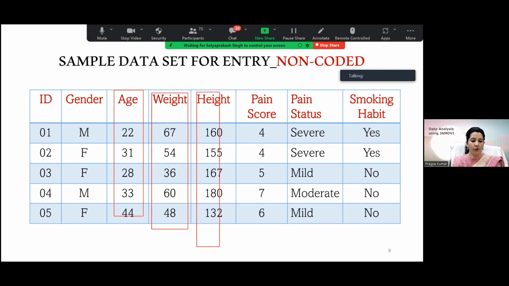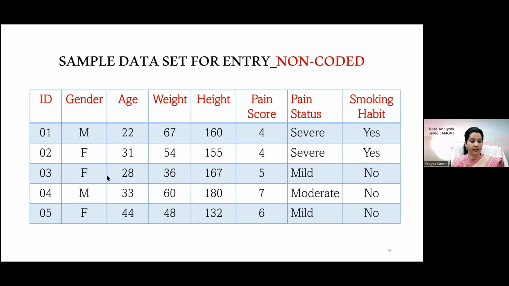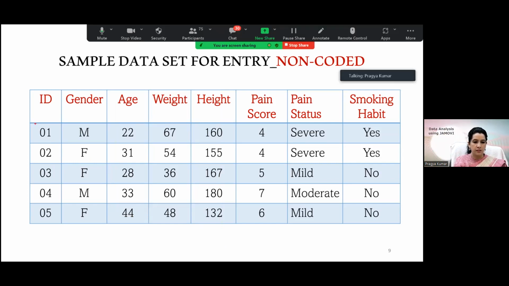Now then, what is this row for? So this row is for one individual. Like this is the serial number 1. And this one individual has gender, age, weight. So I can say that this ID number 1 is a male patient of 22 years age, of 67 kg weight, of 160 centimeter height, giving a pain score of 4, status of pain is severe, and is a smoker. So each row is for one person and each column is for one variable.